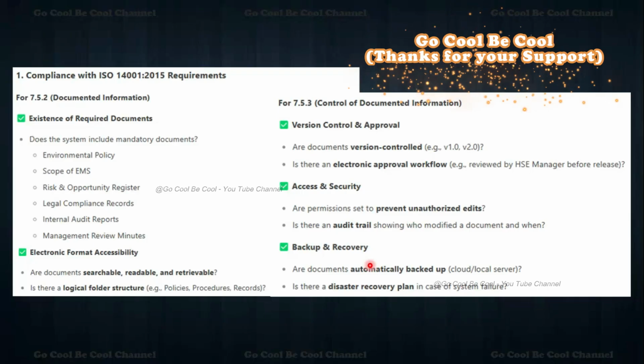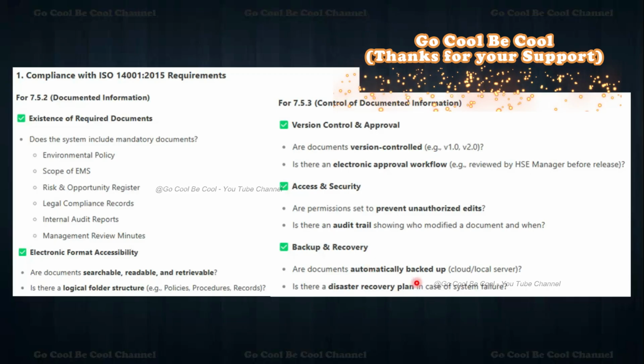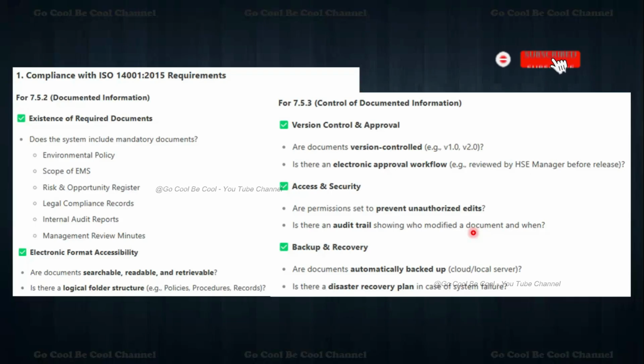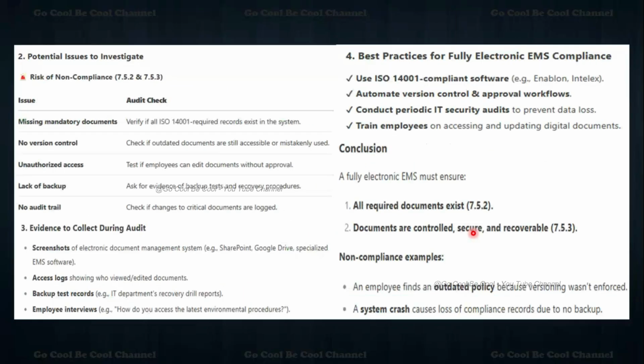So backup and recovery: are documents automatically backed up? So cloud or maybe local server. Is there a disaster recovery plan available in case of system failure? Now, next one is potential issues to investigate. This is a risk of non-compliance for 1.5.2 and 1.5.3. So, missing mandatory documents. What are the documents going to be missing?